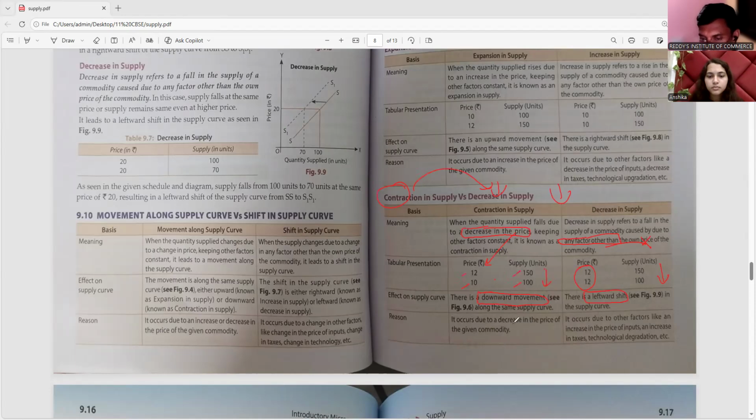The reasons are a decrease in the price of the commodity, and other factors like increase in inputs, taxes, technology, etc. The price remains the same, but due to taxes, the cost of raw material inputs, and advanced technology, supply will be decreased. Got it up to this? Yeah.